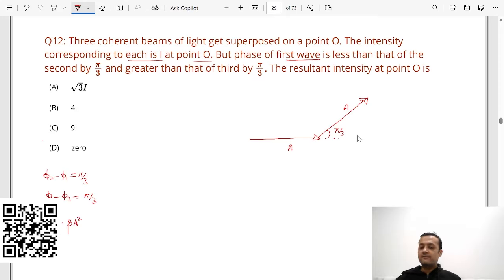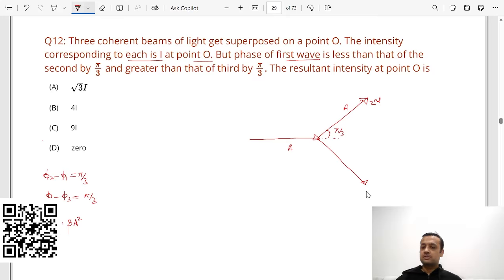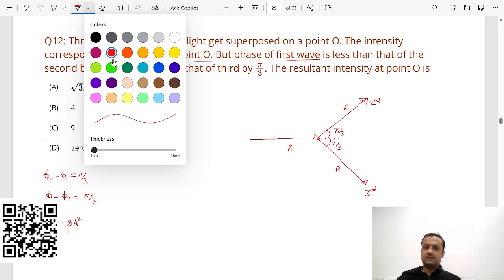Since the second wave is leading, we have drawn the angle in the anti-clockwise direction. For the third wave, which is lagging the first wave, I should draw the angle in the clockwise direction. So this is for the third wave. This is how the vector diagram of the amplitudes will be drawn. Now these three vectors will add up to give us the resultant amplitude, so just treat them like vectors.